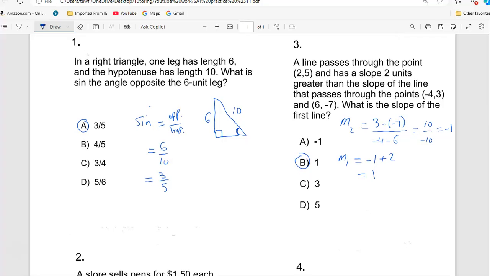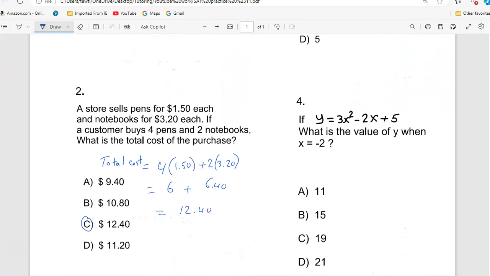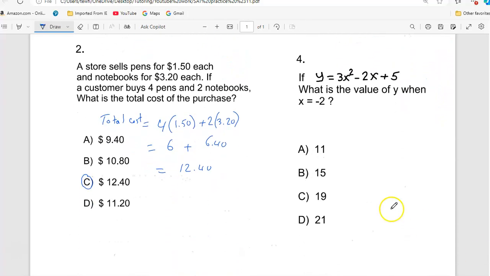Okay, let's go to number 4. If y equals 3x squared minus 2x plus 5, what is the value of y when x equals negative 2? So I'm looking for y when x is negative 2. All you have to do is just substitute. When you see x, you replace x with negative 2 and simplify. You're going to find your answer. Give it a try.